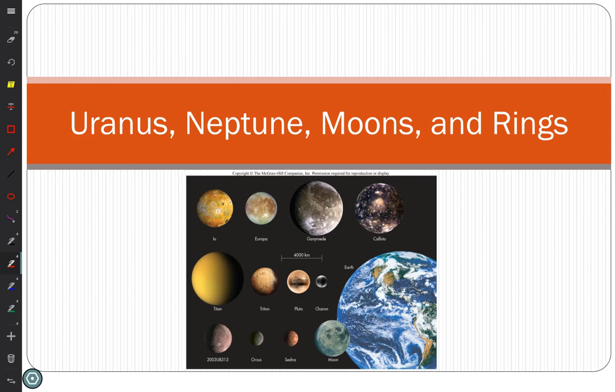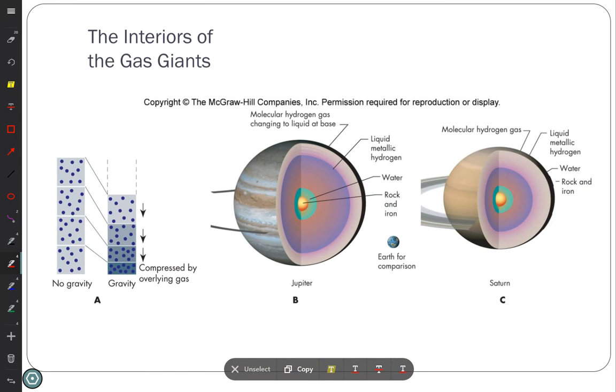Okay, so we're going to finish talking about just a couple of things about Saturn and Jupiter, and then go on to Uranus and Neptune, and hopefully end up with some planets.